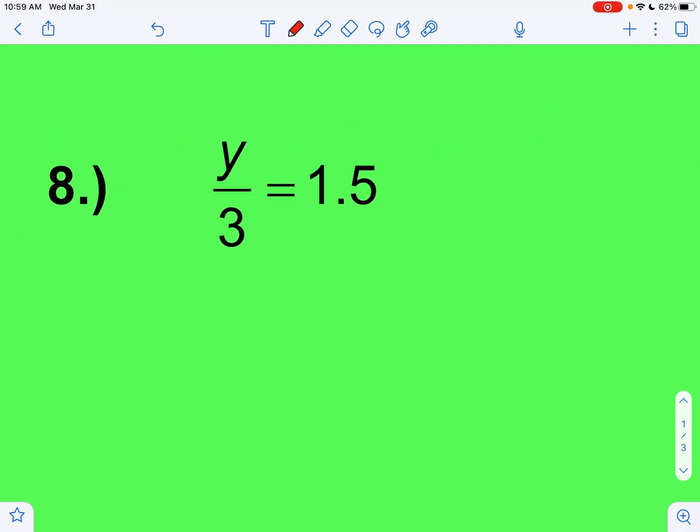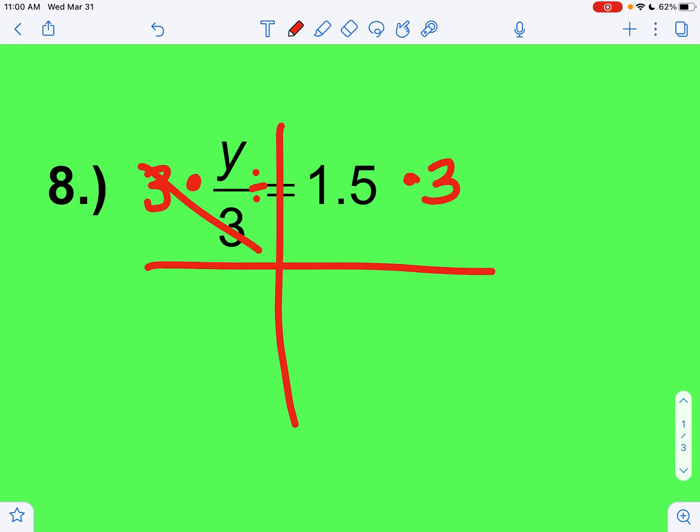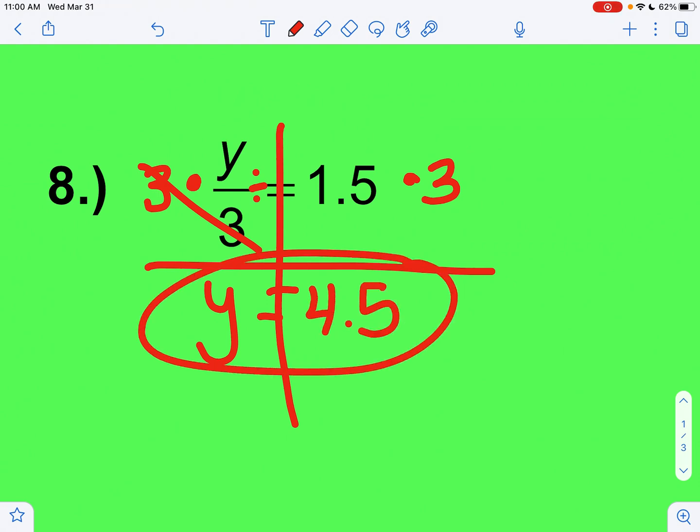And our last one, y divided by 3 equals 1.5. So right now, remember, this stands for dividing. So the opposite of dividing is multiplying. So we're going to multiply both sides by 3. Our 3's cancel out. We're just left with y. 1.5 times 3 is 4.5. If you didn't know that, you could have used a calculator.